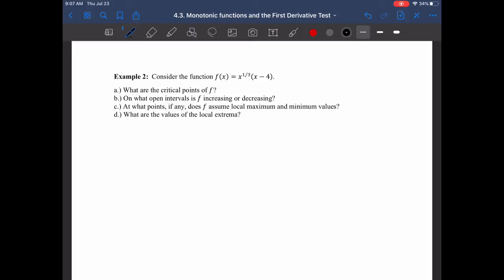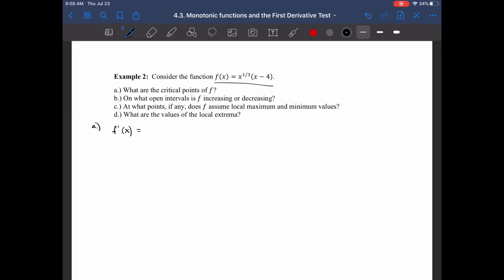All right, let's take a look at this example. I'll do this example and leave the next 2 for you to try on your own. So let's take a look at A. It tells us to find the critical points of this function. This is our function here. That means we have to take the derivative of it, f prime of x.